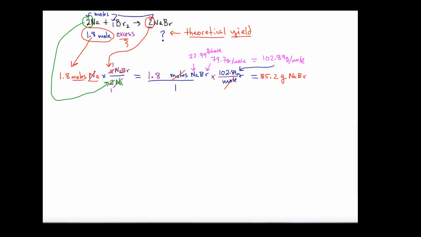All right. Now, this represents the theoretical yield, so I'm going to go ahead and label it the theo yield of NaBr that we would form in this reaction if all 1.8 moles of sodium reacted, the reaction went to 100%, and there were no losses.